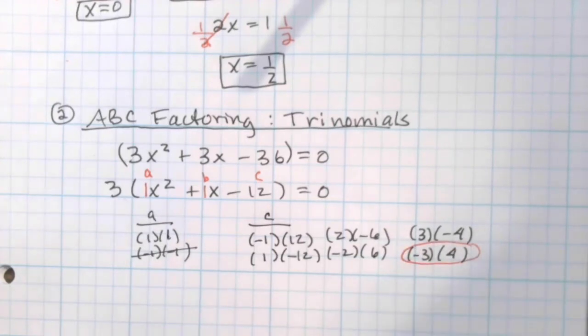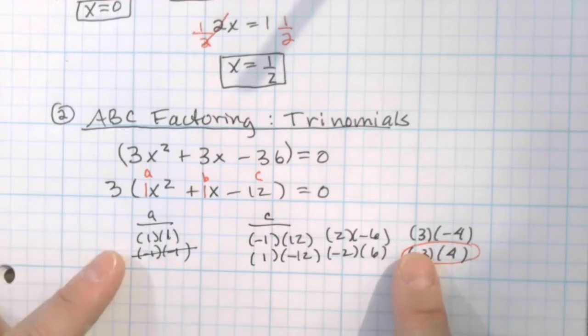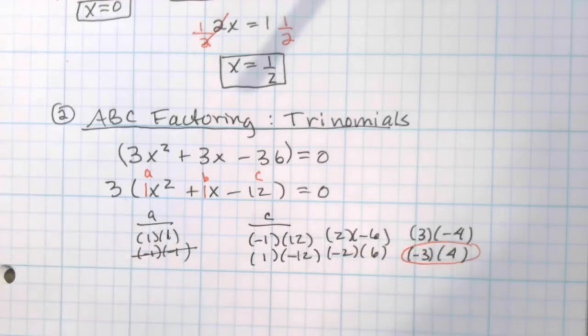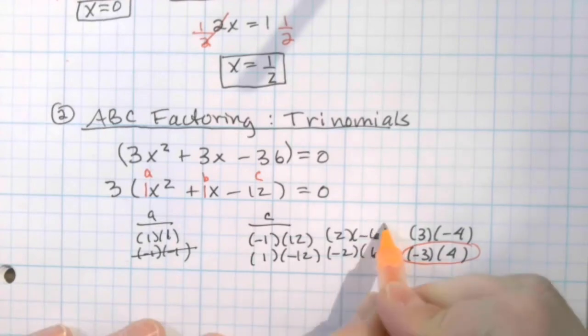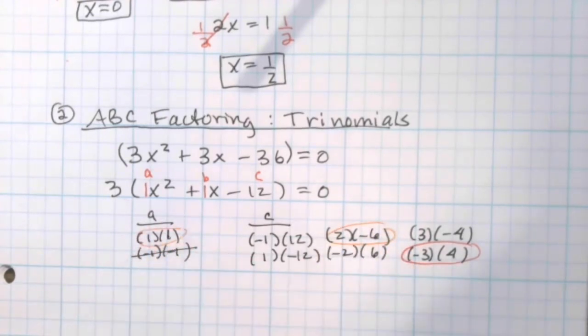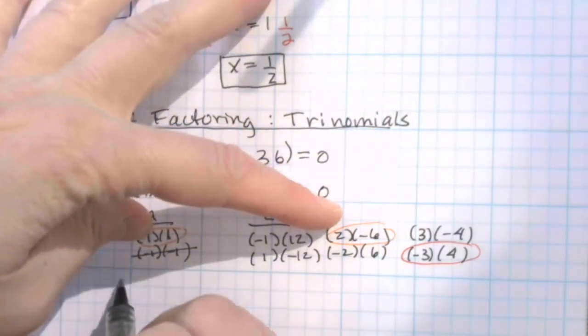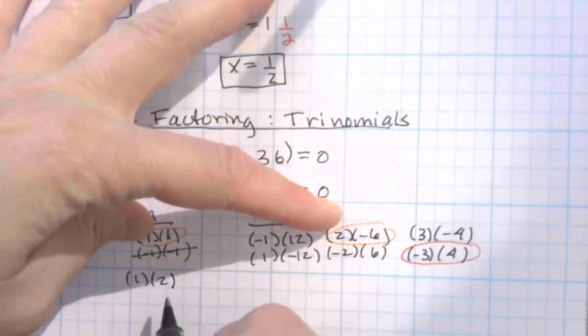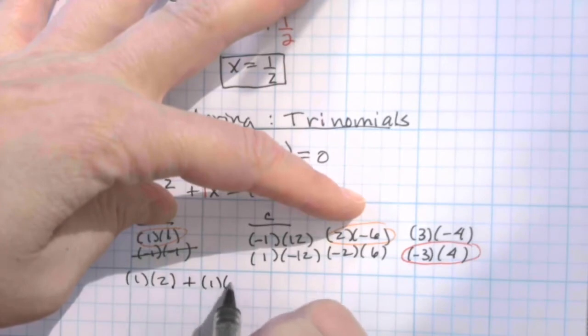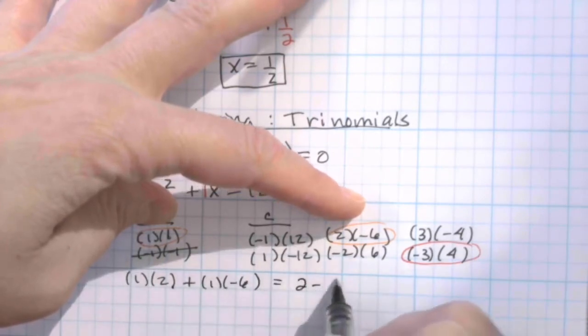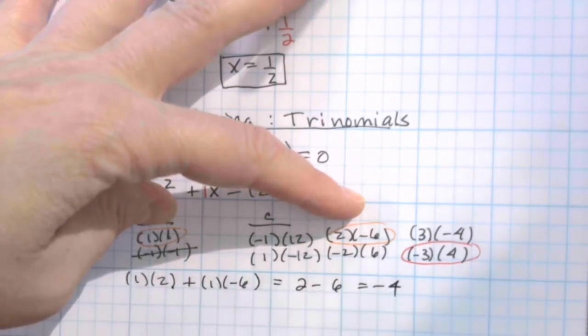But let's say that you didn't know that, so you picked something else. So let's pick 2 and negative 6. I'm going to show you what it looks like when it's the wrong pair. Each set can go together two different ways. First terms, 1 times 2. Second terms, 1 times negative 6. That would be 2 minus 6, which is negative 4.